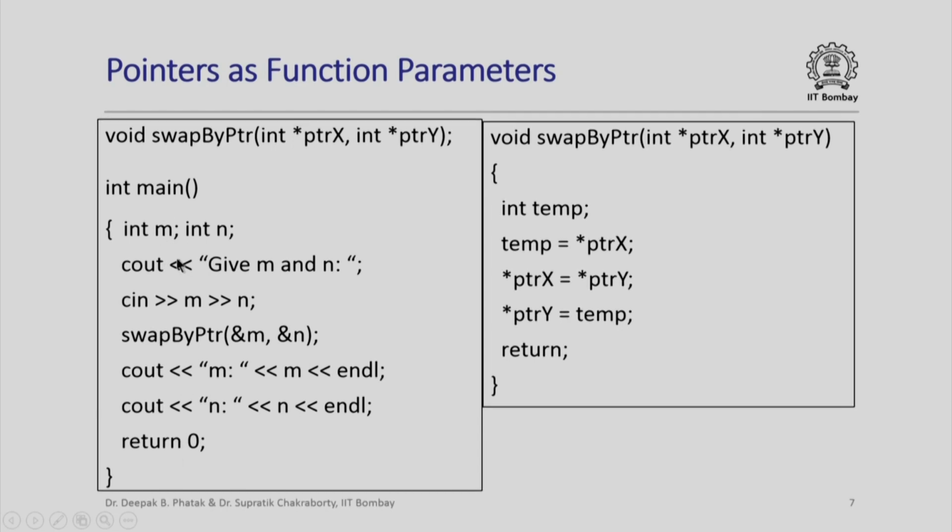So here is the main program. It has two integer variables. I ask for their values and read them in, and then I call this function swap by pointer. Now notice, what am I passing as parameters to this function? The addresses of the variables m and n. So I am basically passing pointers as parameters to the function swap by pointer. So in the declaration of the function swap by pointer, I have to say that its formal parameters are basically integer pointers. When I define this function, when I specify how it works, I also have to declare its two formal parameters as integer pointers.